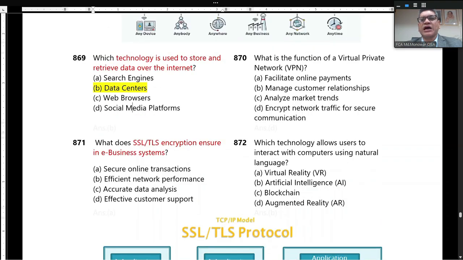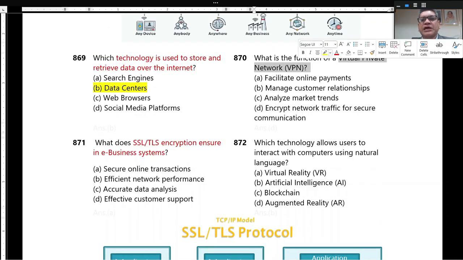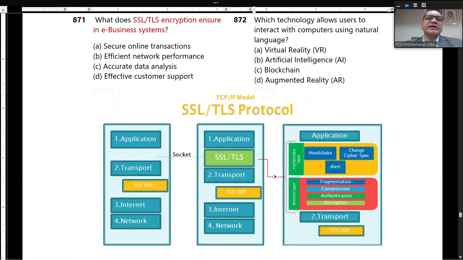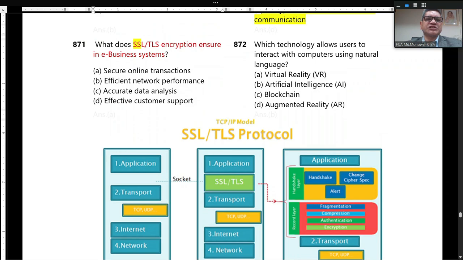What is the function of a virtual private network? A virtual private network's function is to encrypt network traffic for secure communication. Answer D. Now, what does SSL/TLS encryption ensure in e-business? Secure online transactions. SSL ensures secure online transactions in e-business.